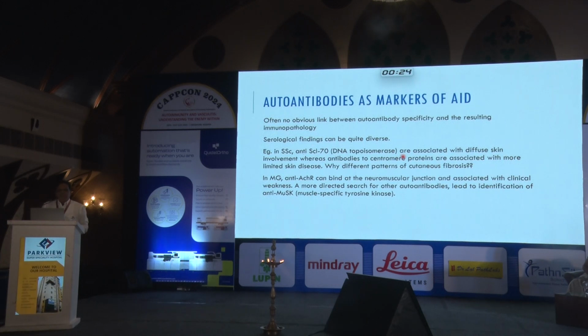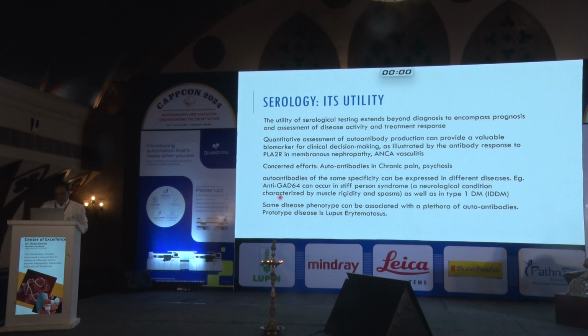In myasthenia gravis, there are antibodies to acetylcholine receptor, which we have known for a long time. But when people encountered typical myasthenia gravis patients who were negative for those antibodies, they looked for other antibodies, and now they have found the anti-MuSK antibodies. So there is a subset of myasthenia gravis patients negative for the acetylcholine antibodies but positive for MuSK antibodies. The utility of serology is not only in diagnosis, but also in the assessment of disease activity and treatment response.